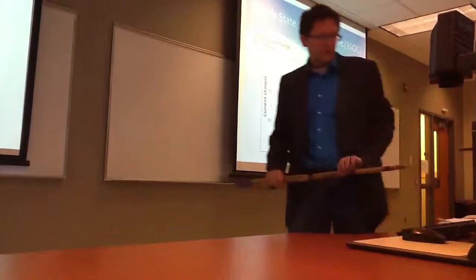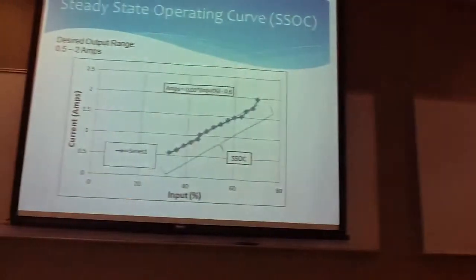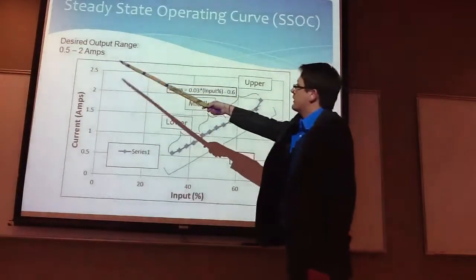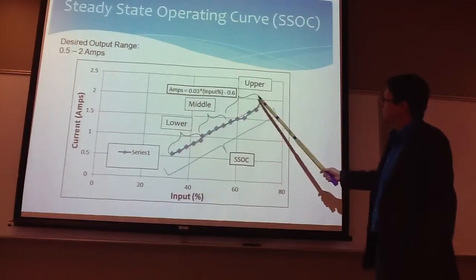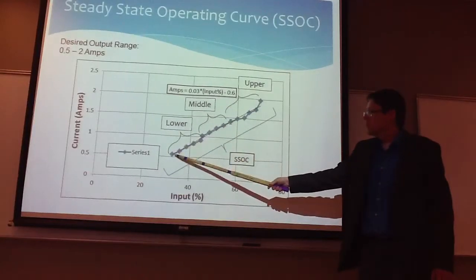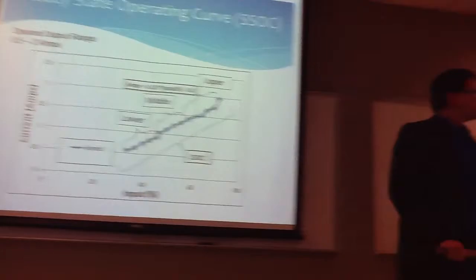This is an example of our steady state operating curve. We broke this up into 3 different regions. Again, I'll point these out. We had a desired output range of 0.5 to 2 amps. So up here we have our upper region, which is 1.5 to 2 amps. Our middle region, which is 1 to 1.5, and then finally our lower region, which is 0.5 to 1 amp.